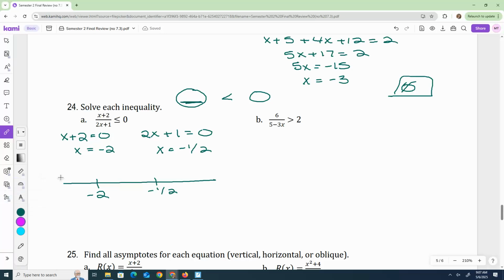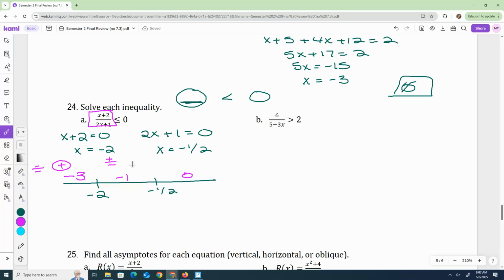So we need a number smaller than -2, so maybe -3. In between -2 and -1/2, so maybe -1, and bigger than -1/2, so maybe a 0. And I am plugging these back into this fraction to decide if it's positive or negative. So if I put in a -3, -3 plus 2 is negative. -6 plus 1 is negative. If you divide two negatives, your answer is positive.